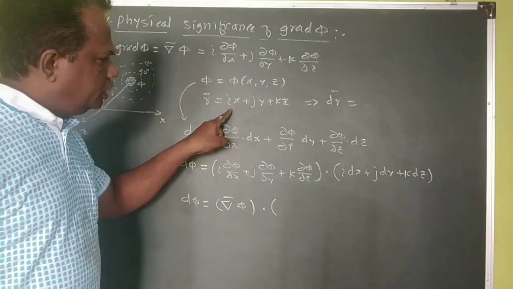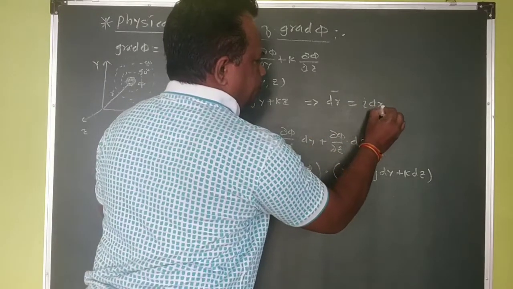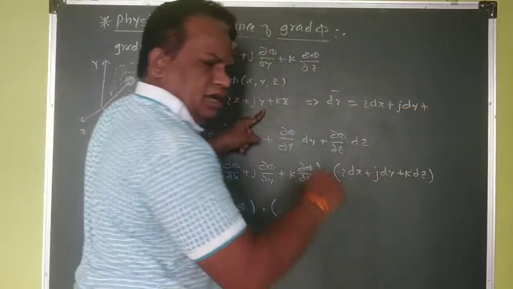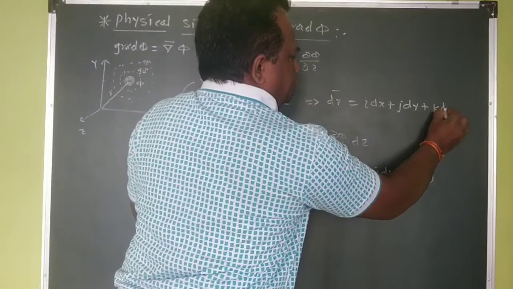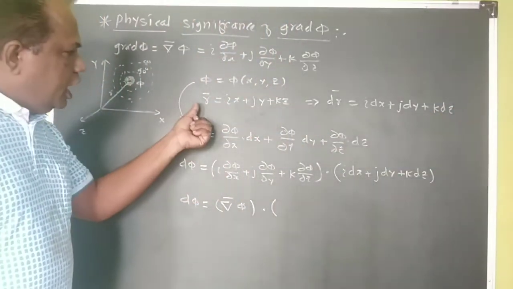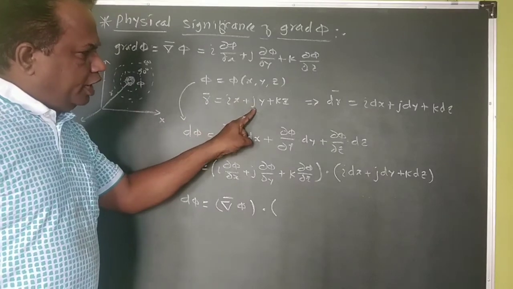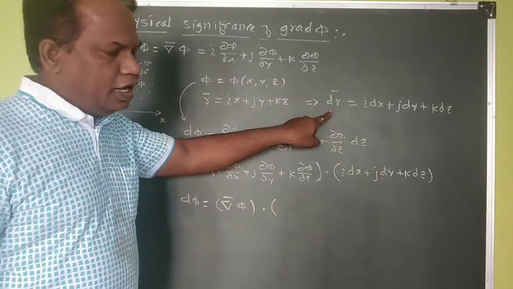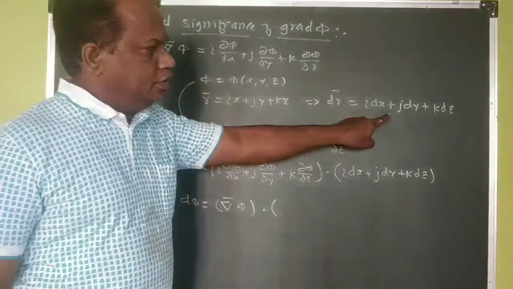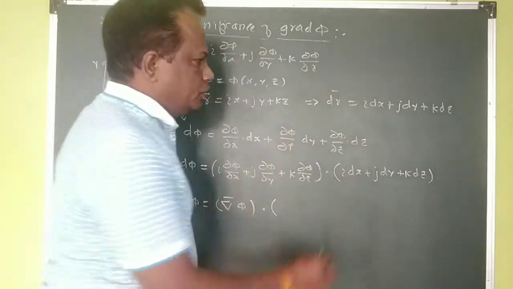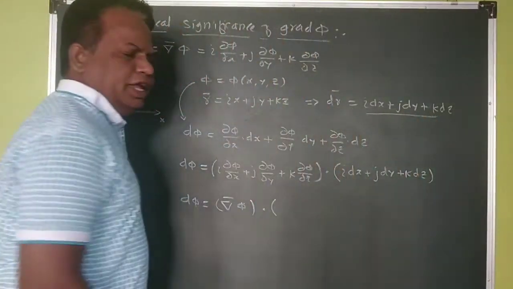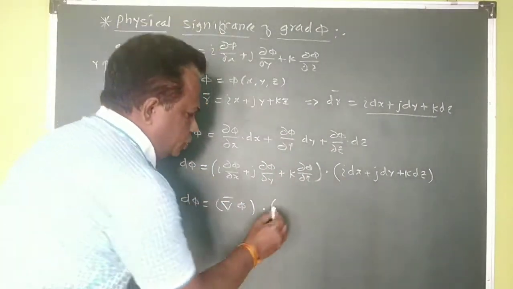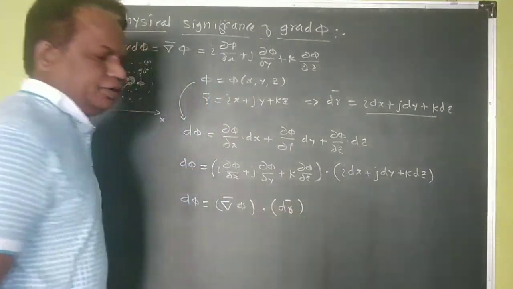What is the differentiation of all this? i into dx plus j into dy plus k into dz; the variable quantities are x, y, z. So r = ix + jy + kz can be differentiated and written as dr = i dx + j dy + k dz. So this value gives dr. So we can write this bracket as dr, a vector.